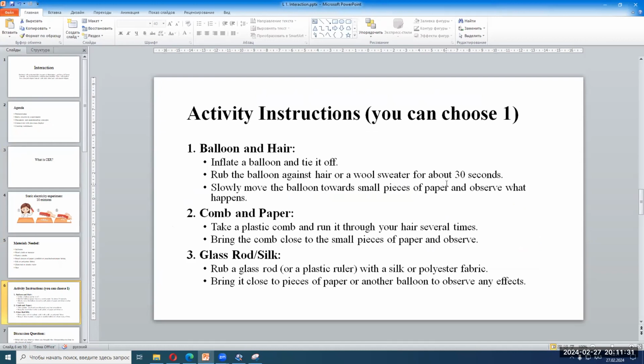Then you need a pencil. You can take a comb or pencil, go through your hair, and try. Does it attract? No. But even if it doesn't attract, it's a result. We will discuss it. Maybe for you it does, but it doesn't for me. But it's a result. We will discuss why this pencil doesn't work.